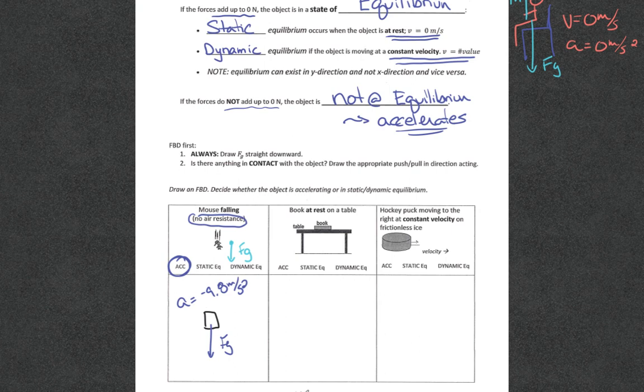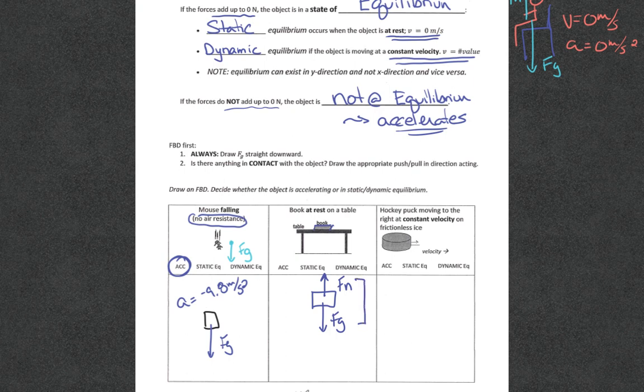Now, how about a book? Your notebook, or you're currently holding this sheet of paper on a desk, and it's sitting there, sitting on the table. Let's see, what do we know? If we were to do the free body diagram, it would have the force of gravity on it, and it would have a normal force on it. The table supports the book or the notebook.